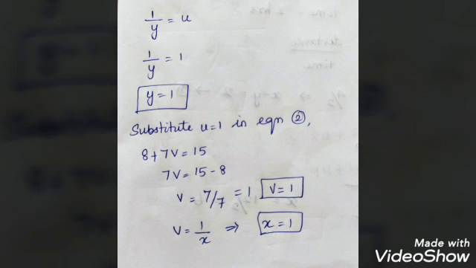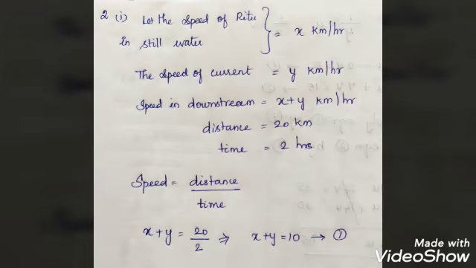Substitute the value of u equal to 1 in equation number 2. 8 plus 7v equal to 15. 7v is equal to 15 minus 8. So 7v equal to 7, so v is 7 by 7, which is 1. We found the value of v, which is 1. So 1 by x is equal to v. What is the value of v? 1. 1 by x means 1 by 1, which is x is equal to 1.